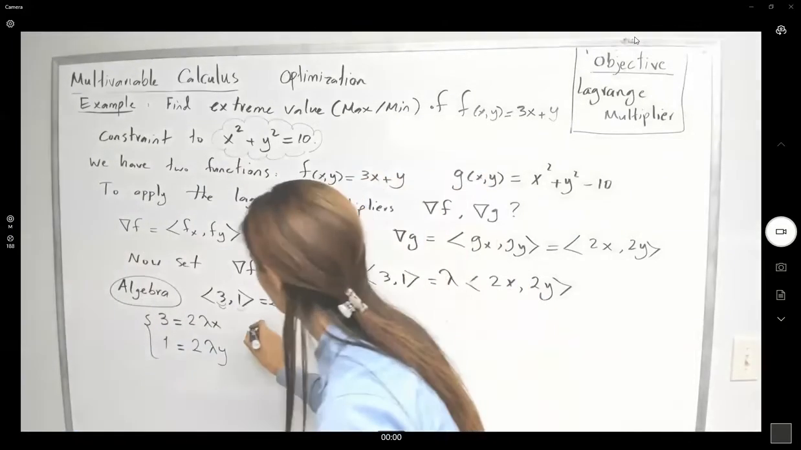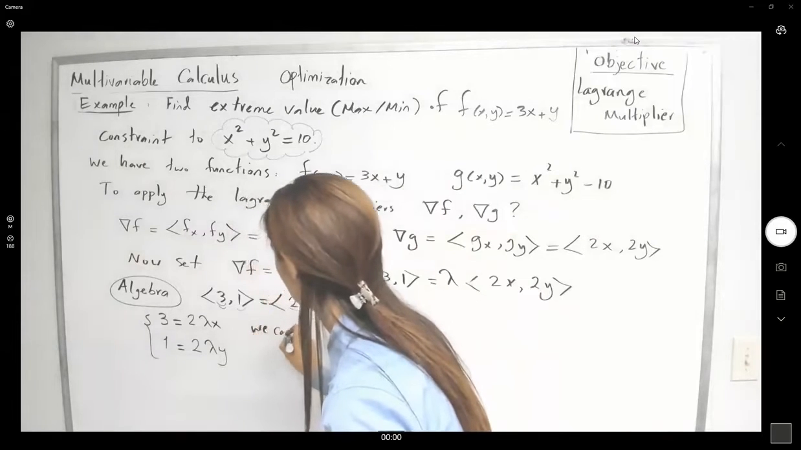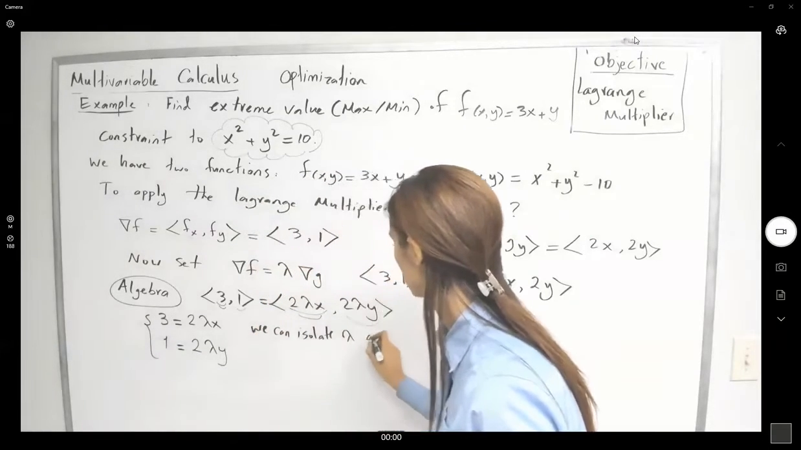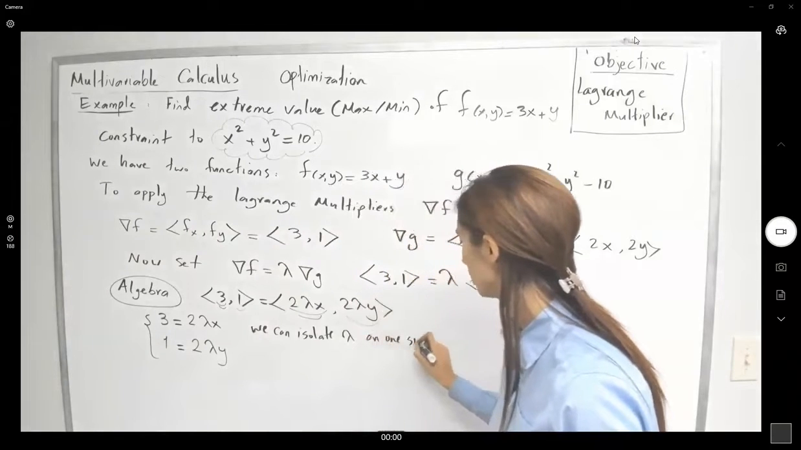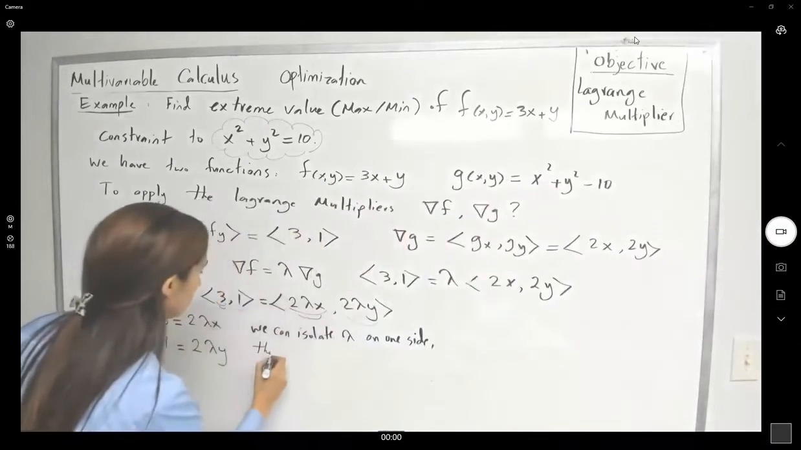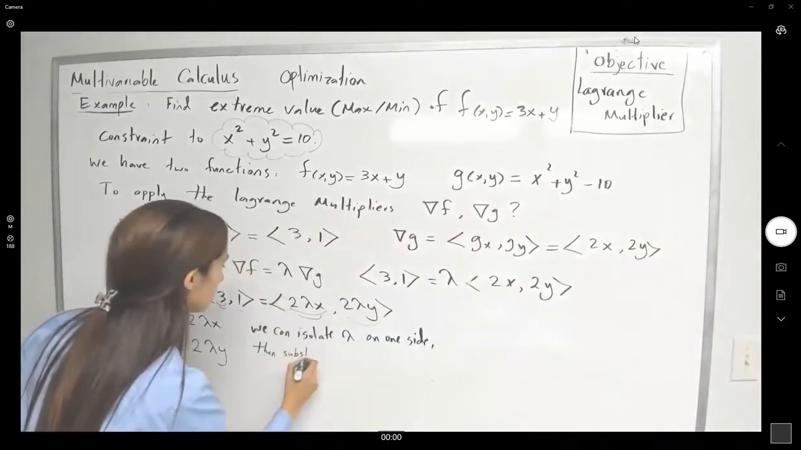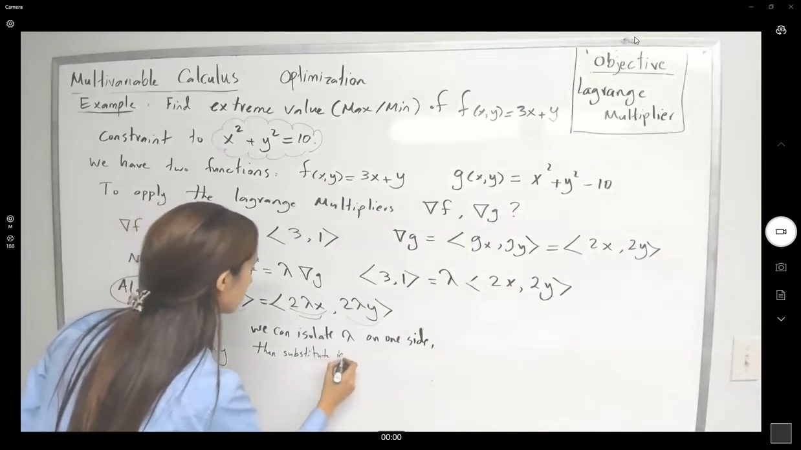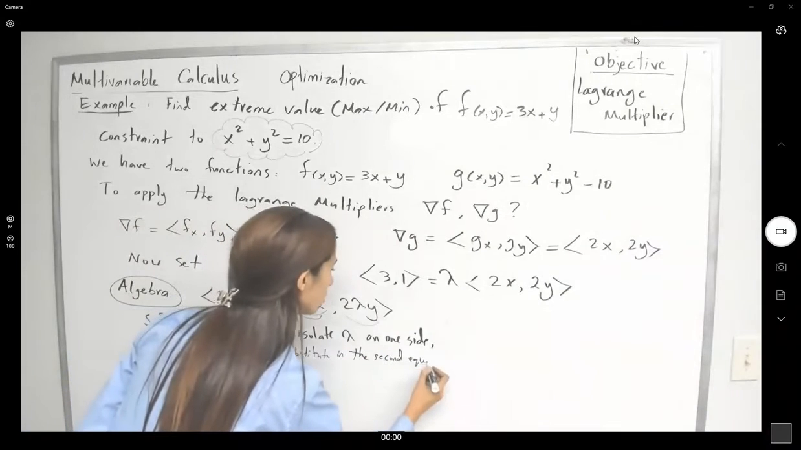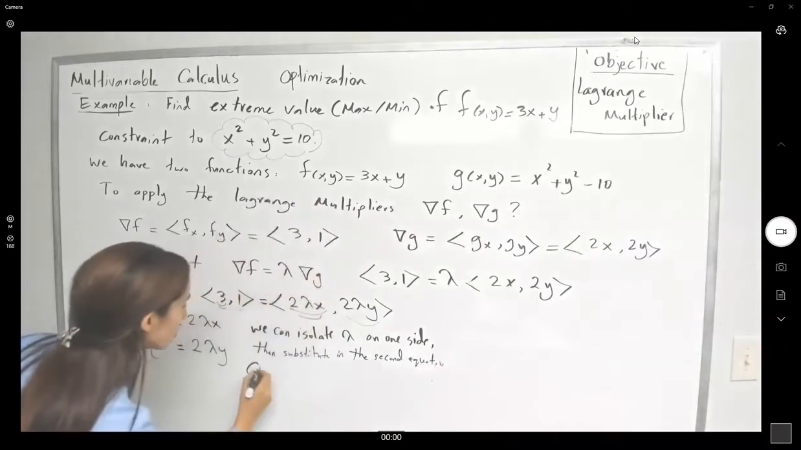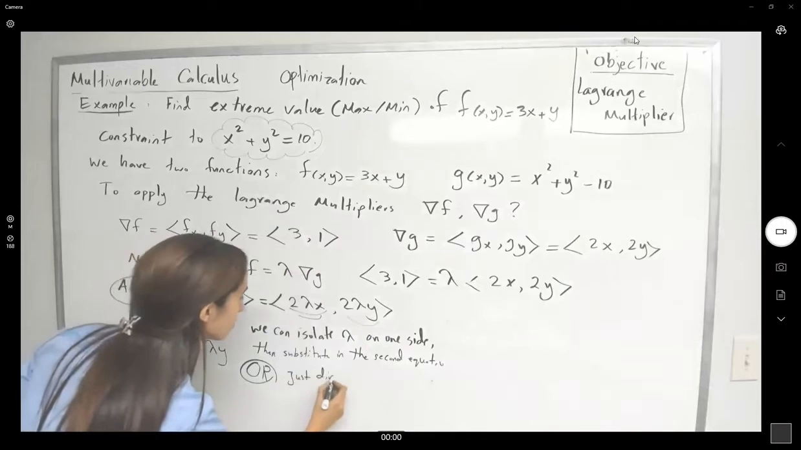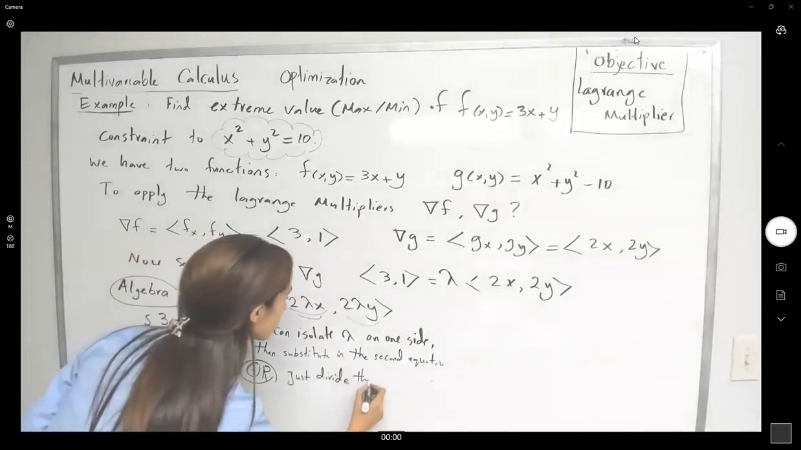So we can isolate lambda on one side, then substitute in the second equation, or just divide these equations.